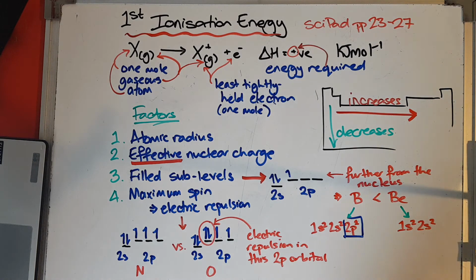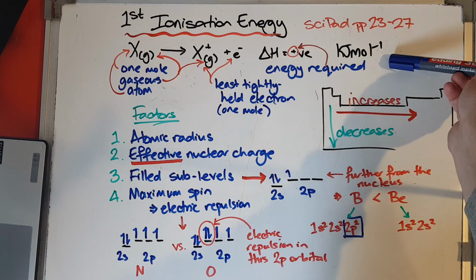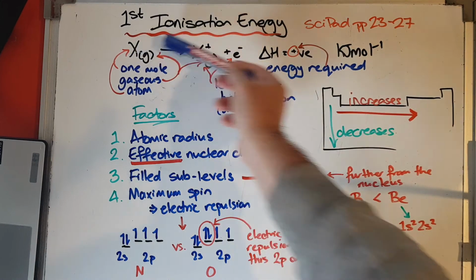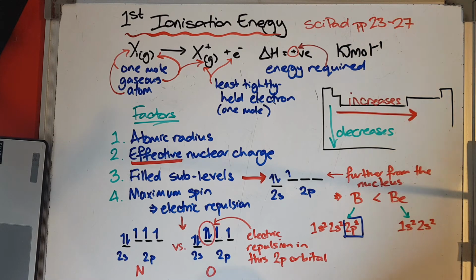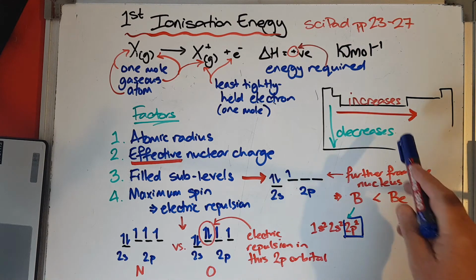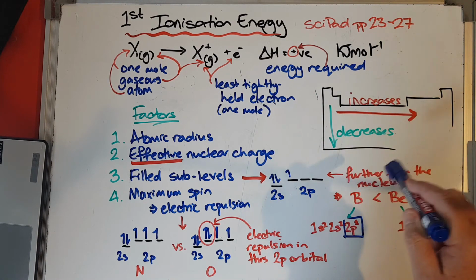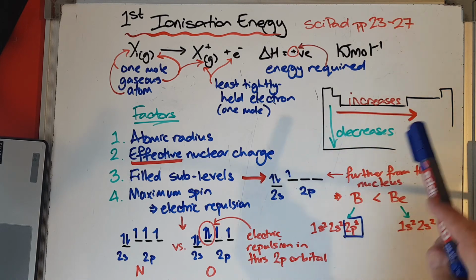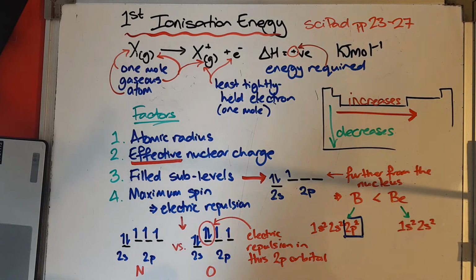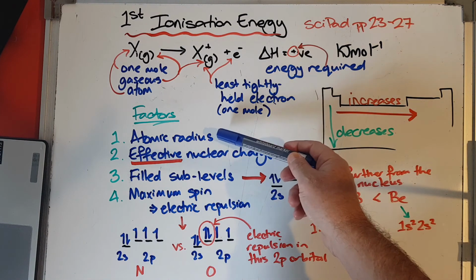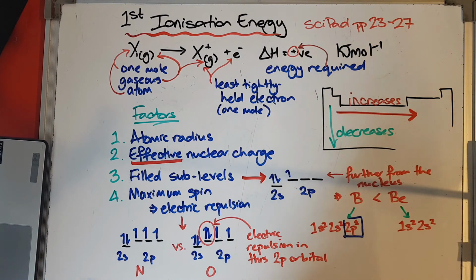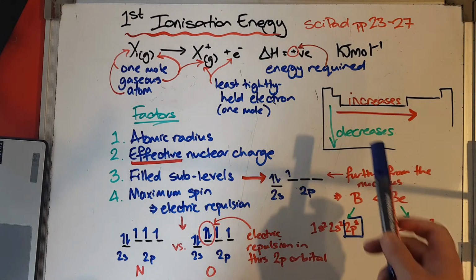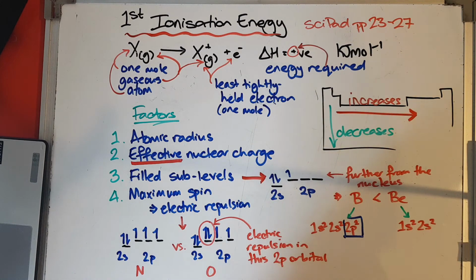So, to recap, you need to know the definition. It's easiest to write it as an equation and then try to put it in words. You need to know the trend, and it's a general trend. There are exceptions. You need to know the factors that influence those trends and those exceptions, and they are atomic radius, which that trend follows beautifully. Effective nuclear charge, again, that trend follows that beautifully. But then you get the exceptions and you have to explain them.